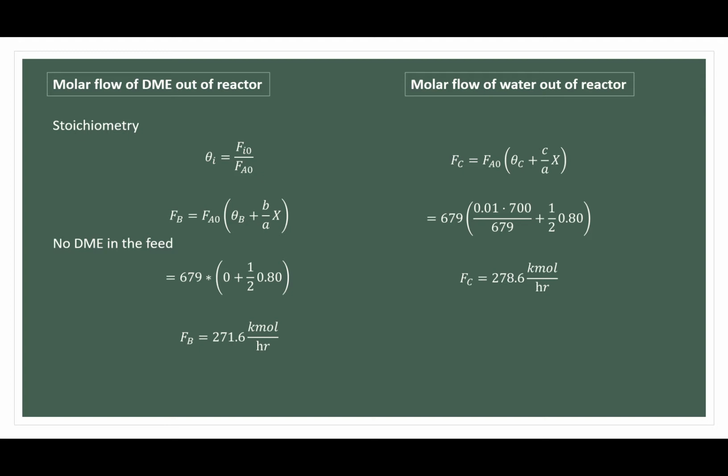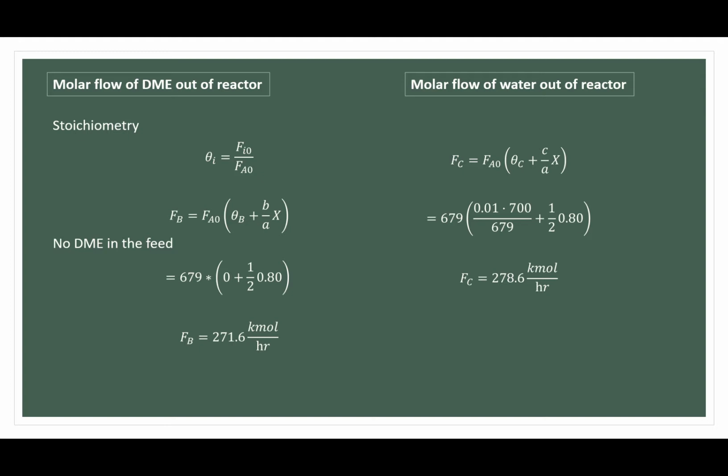So as you can see, the stoichiometric coefficient for A is 2, which is why you end up with 1/2 times 0.8 times the entire amount of A going into the reactor in order to get the amount of DME out of the reactor, which is FB, giving us 271.6 kmols per hour out of the reactor.